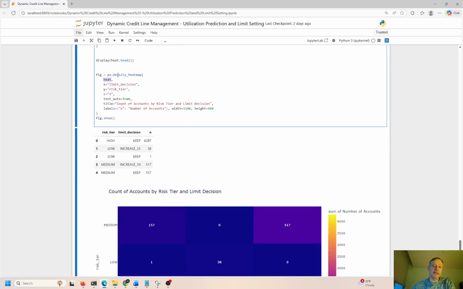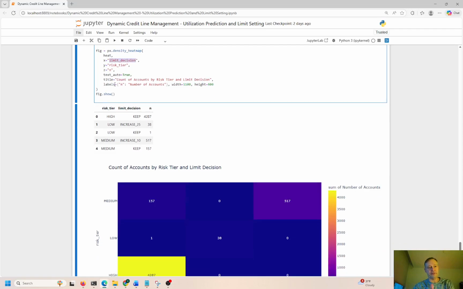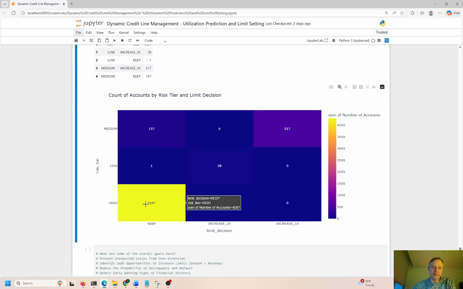So this is my plotly density heat map. I'm looking at limit decision on the x-axis, so that's horizontal. The y is the risk tier, so that's vertical. You can see most of the customers fall into this limit decision keep, and the risk tier is high. So if it's high risk, they keep it the same.